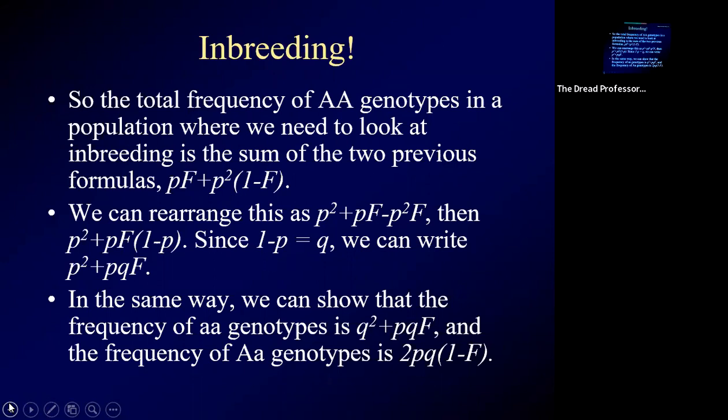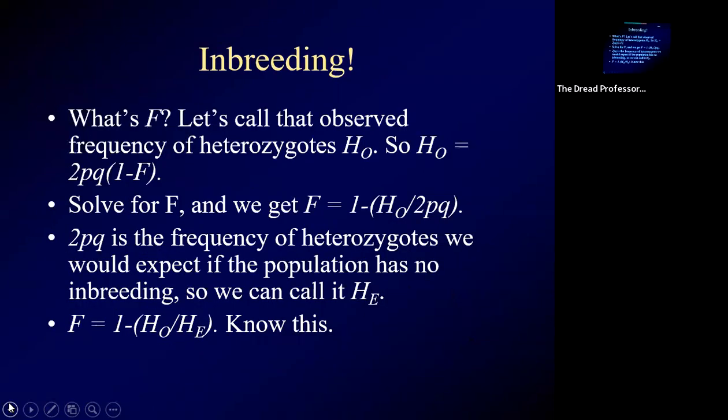If inbreeding is going on, the frequency of big A individuals is P squared plus PQF. The frequency of little a genotypes is going to be Q squared plus PQF. And the frequency of heterozygotes is 2pq multiplied by 1 minus F. Okay, we're not at the important part yet. I think this is the important part.